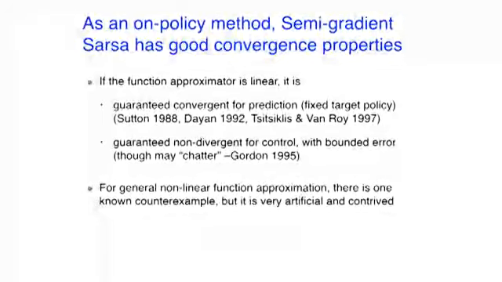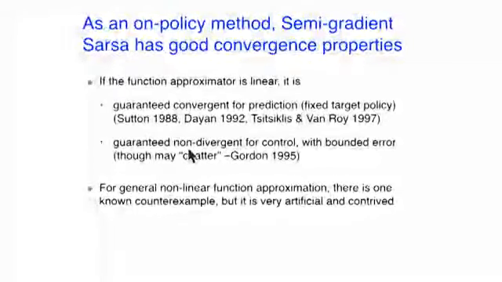On-policy methods have much better convergence properties. We don't have the problems of Q-learning. We have these guarantees. So in the linear case, we have guaranteed convergence for the prediction case. Prediction means we have a fixed target policy, we just want to know what its value function is. The control case is when we want to not just know the value of a given policy, but we want to find the best policy. So in the control case, we're trying to find Q star. In the prediction case, we're trying to find Q pi for a given pi.